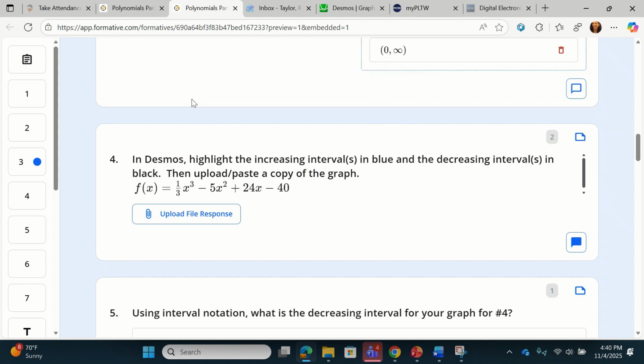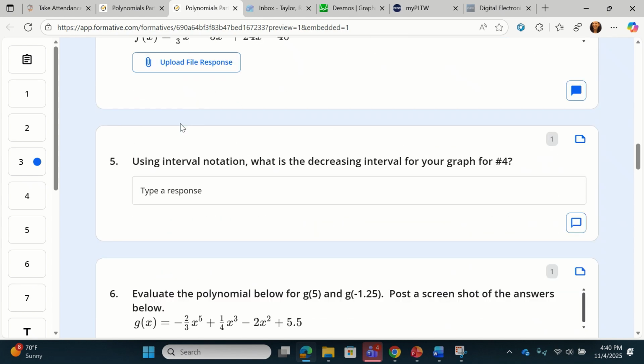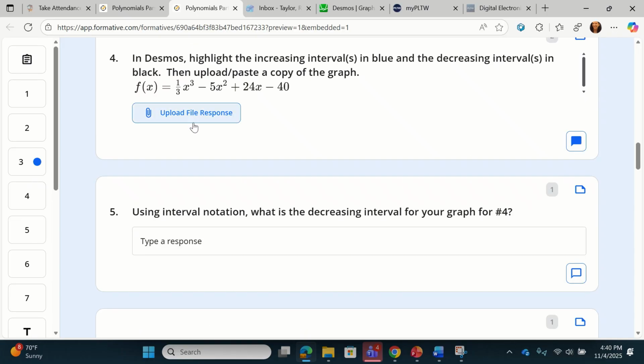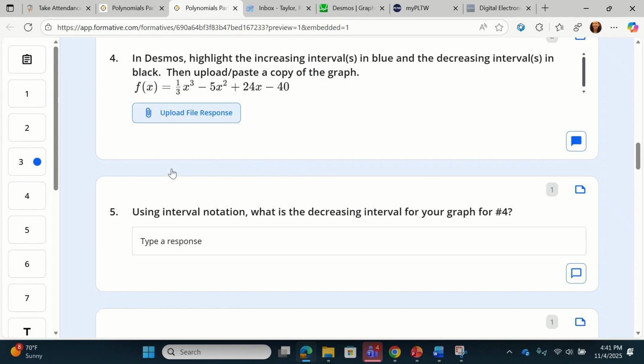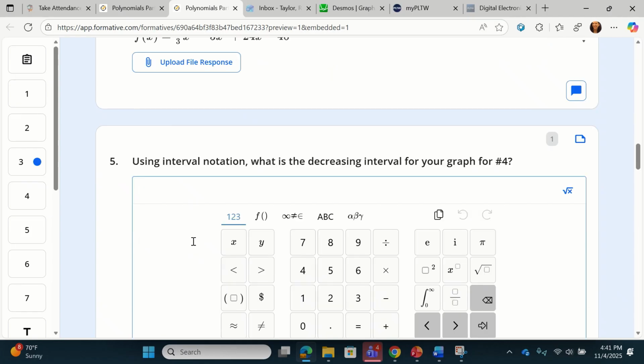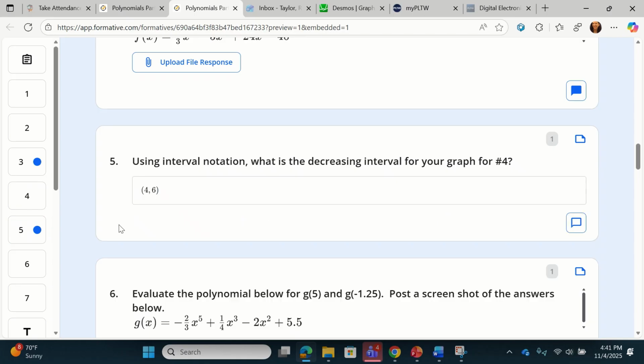Okay, so increasing, decreasing. All right. Now, using interval notation, what is the decreasing interval for your graph in number 4? So the decreasing interval is the one in black, and this is a question asking you to convert that over to interval notation, which of course we'd be using the parentheses because the endpoints are not included. And so we would type something like this, 4 to 6. And we should get credit for that, maybe. Okay, because that's the interval.